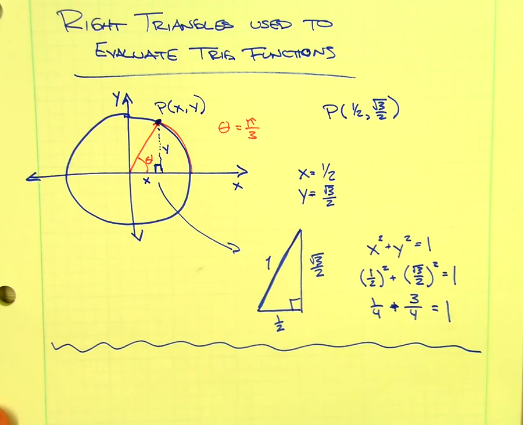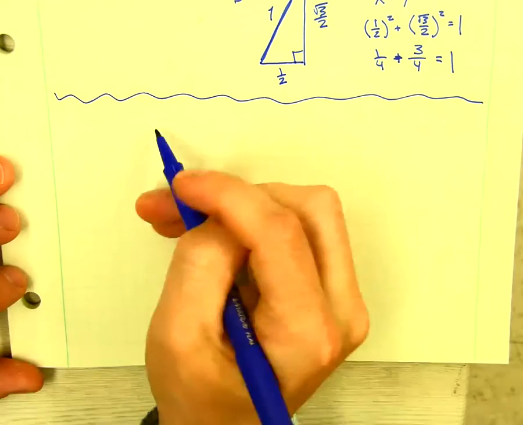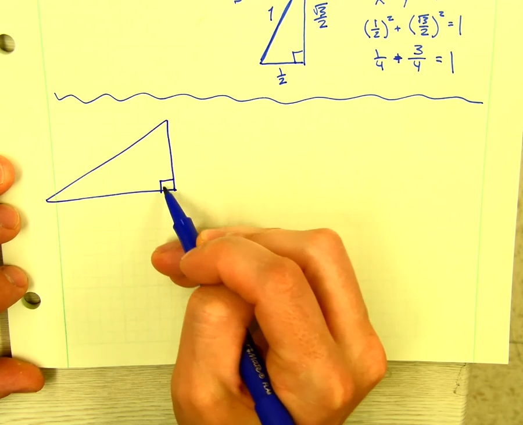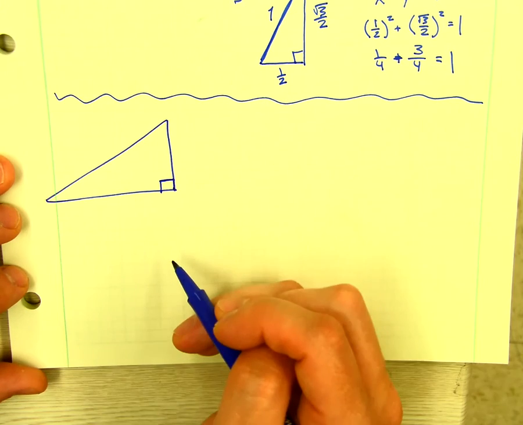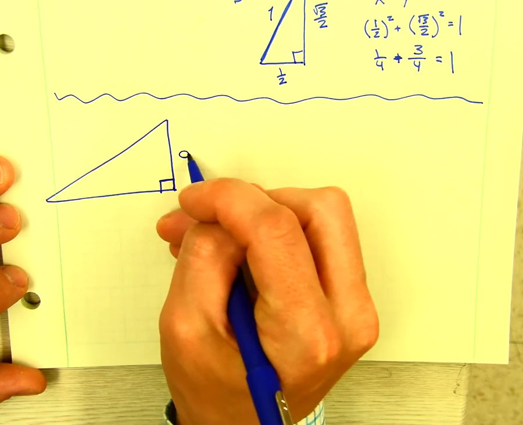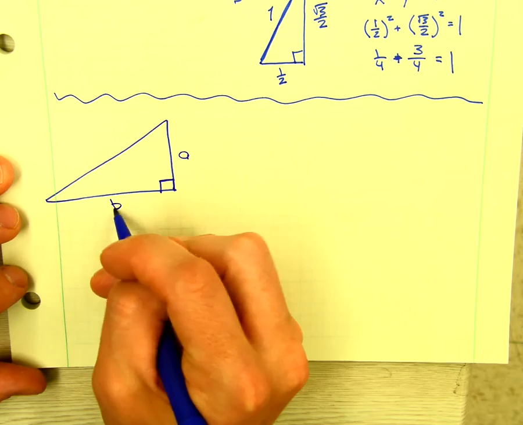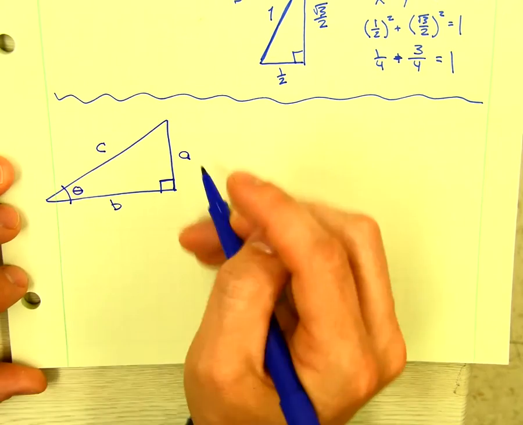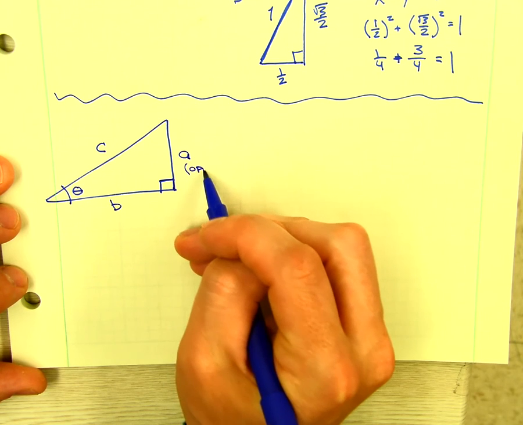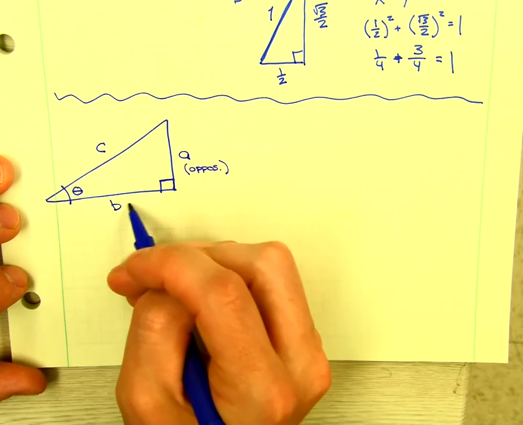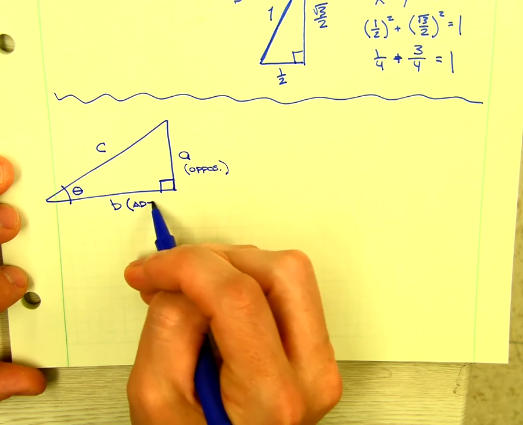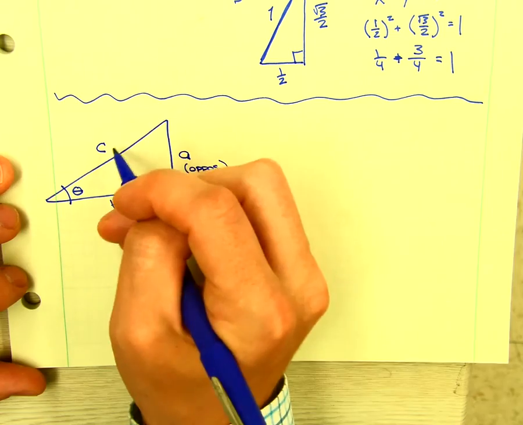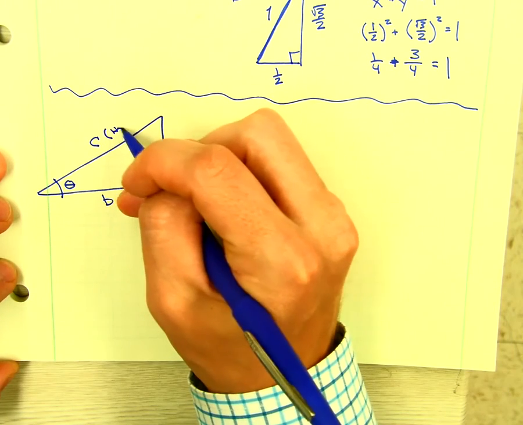So I want you guys to draw a big triangle down here. And this is going to be sort of our master triangle with a right angle. Make sure your right angles are always labeled with a little box there. So we've got A, B, and C. This is how I'm going to label them. And we've got some theta. And A is also known as the opposite. B is also the adjacent. And C, of course, is also the hypotenuse.